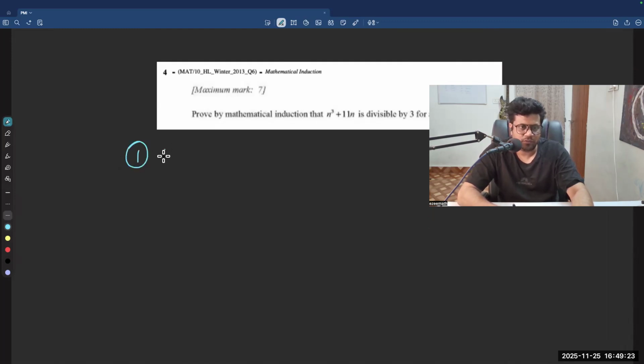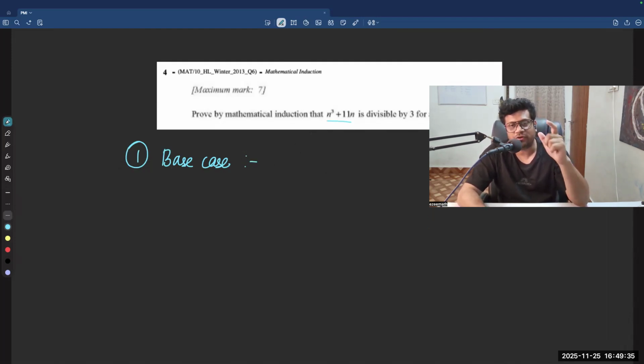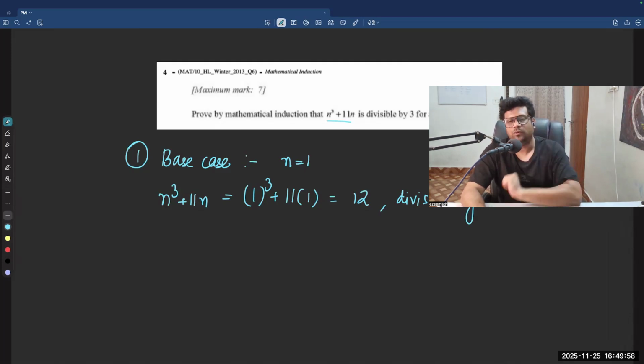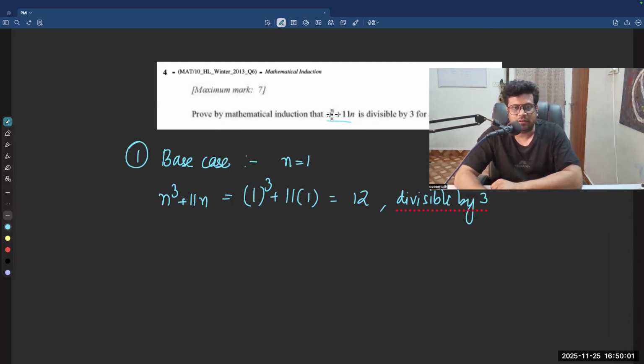First things first, we start with the base case. Now, what is the base case supposed to be? Well, that's where you check if the expression here is divisible by 3 for the smallest value of n. In this case, if n belongs to the set of positive integers, the smallest value it can be is 1. So we're going to check for n equal to 1. So 1 cube plus 11 into 1 is what n cube plus 11n is going to be. And it comes out to be 12, and it is divisible by 3.